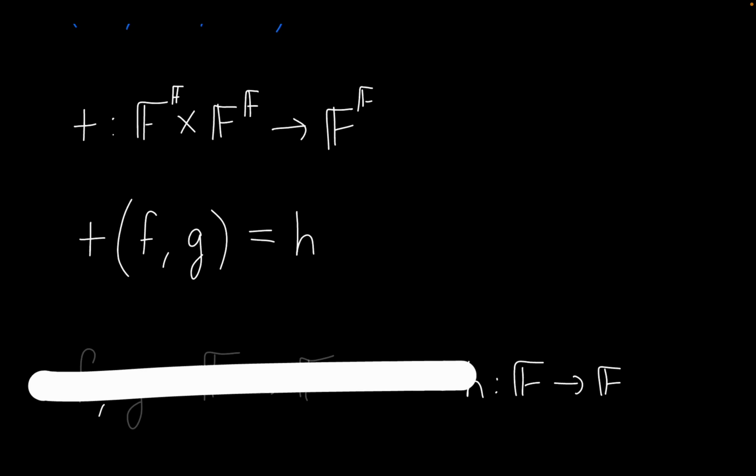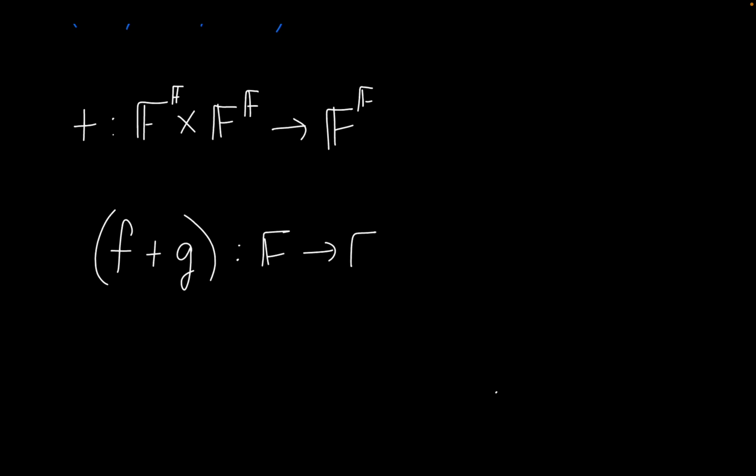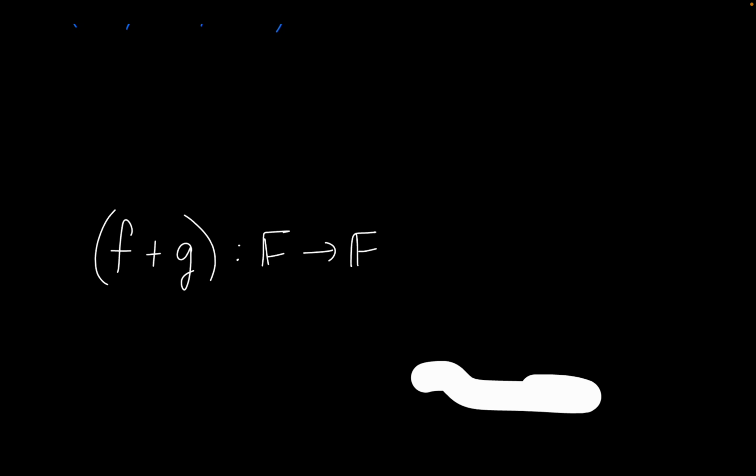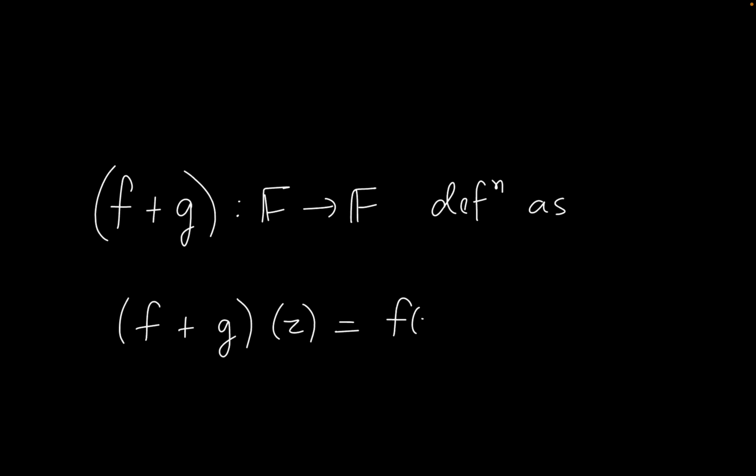So the way we would typically define this is we're not going to use h. Let's just say we define f plus g, a function from F to F, and we know this is going to be a function from F to F, because remember we chose to call f plus g as h, and we know that the output of f plus g would be a function from F to F. So this is a function from F to F, and we define it as (f plus g)(z) is equal to f(z) plus g(z) for every single z in F.